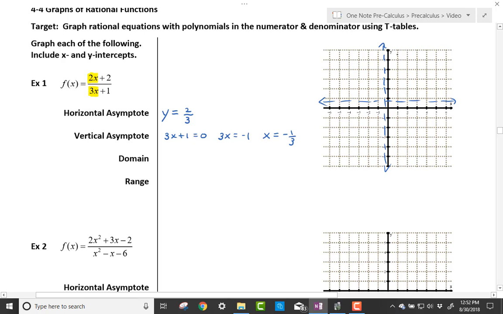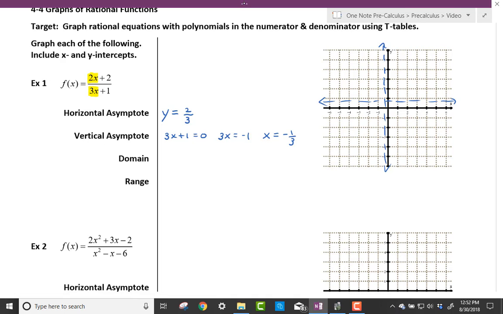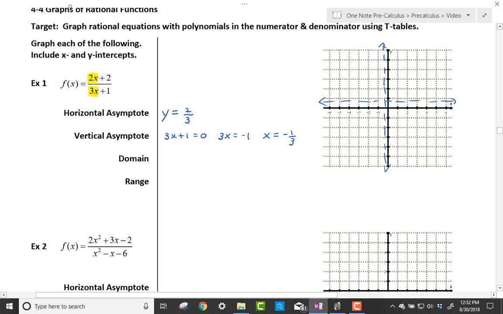All right. Now we can't do domain and range until we finish up, but we need some points for this graph. And those points are going to include x and y intercepts, and then if I need to, I'll do a little t-table. So we're going to start off with y intercepts.